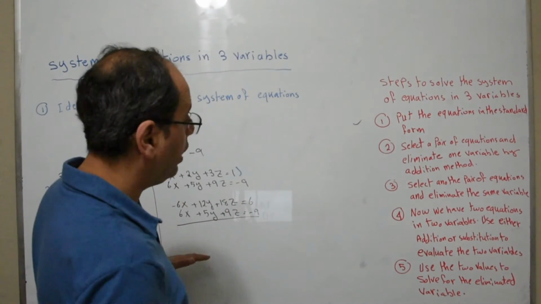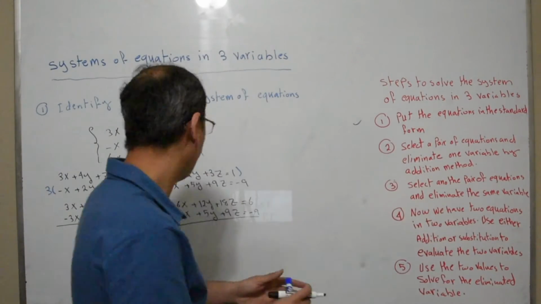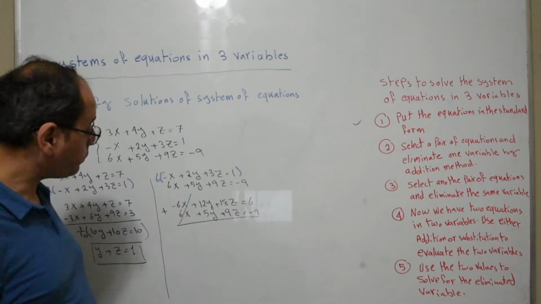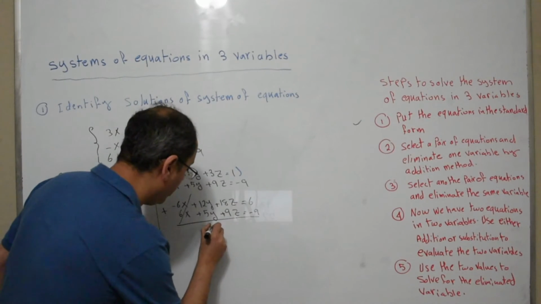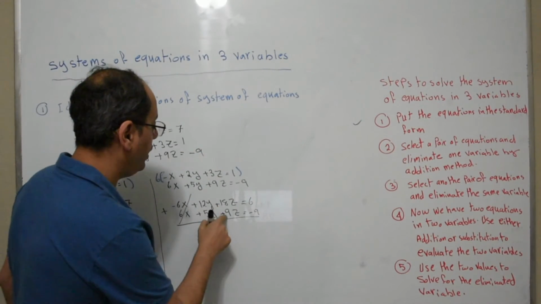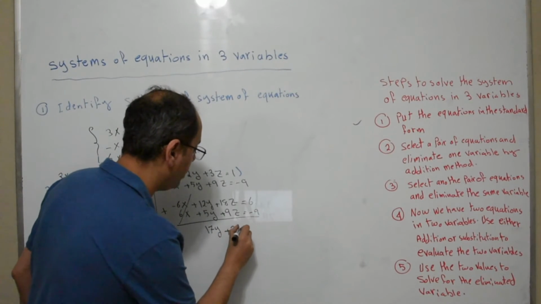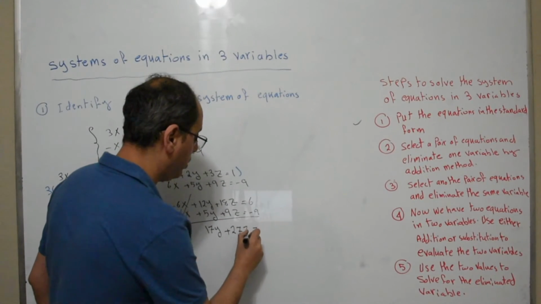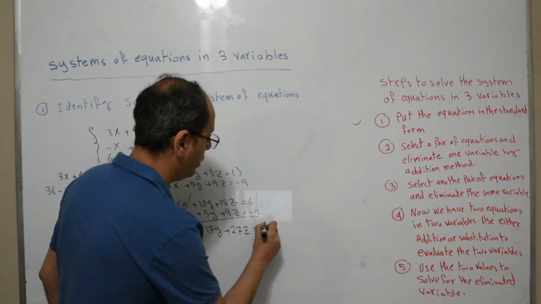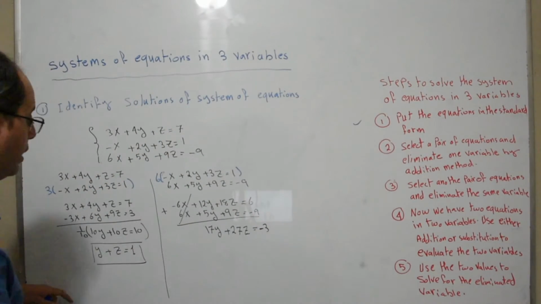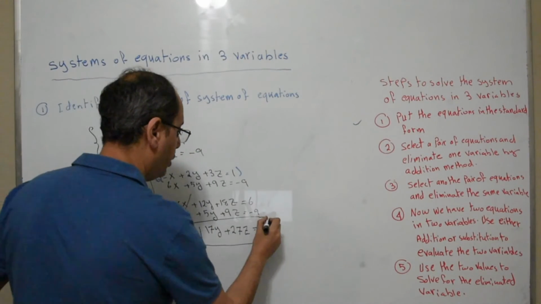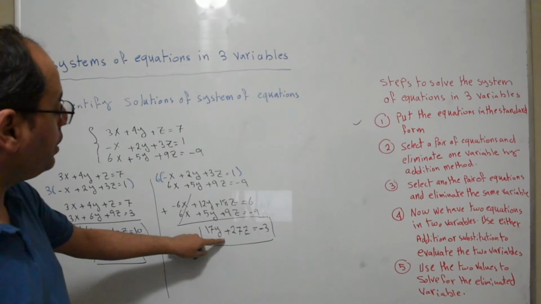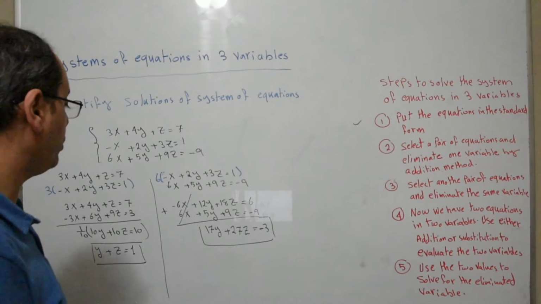Then I am selecting and eliminating the same variable. So I add here, and negative 6 and 6 is 0, so this cancels out. 12 plus 5 is 17y, and 18 plus 9 is 27z. Now here 6 minus 9, make sure it's a different sign, so that I have negative 3. Okay, so now I got the second equation here. I have y plus z is 1, and 17y plus 27z equals negative 3.